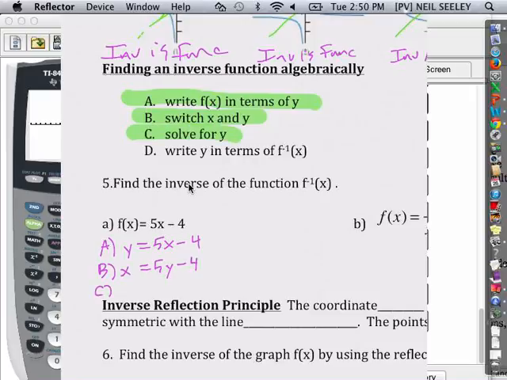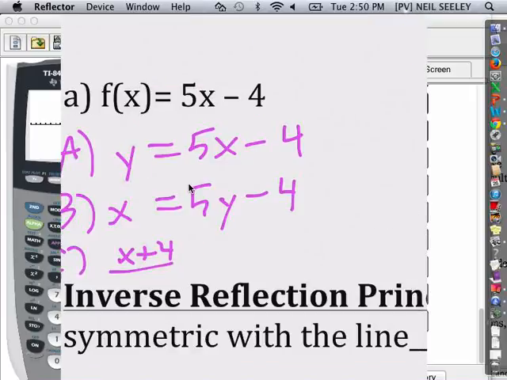So I'm going to get y by itself. I'm going to do this mentally, just hang with me. I'm going to add 4, divide by 5. So I get (x plus 4) over 5 equals y. I solved for y: added 4, divided by 5.